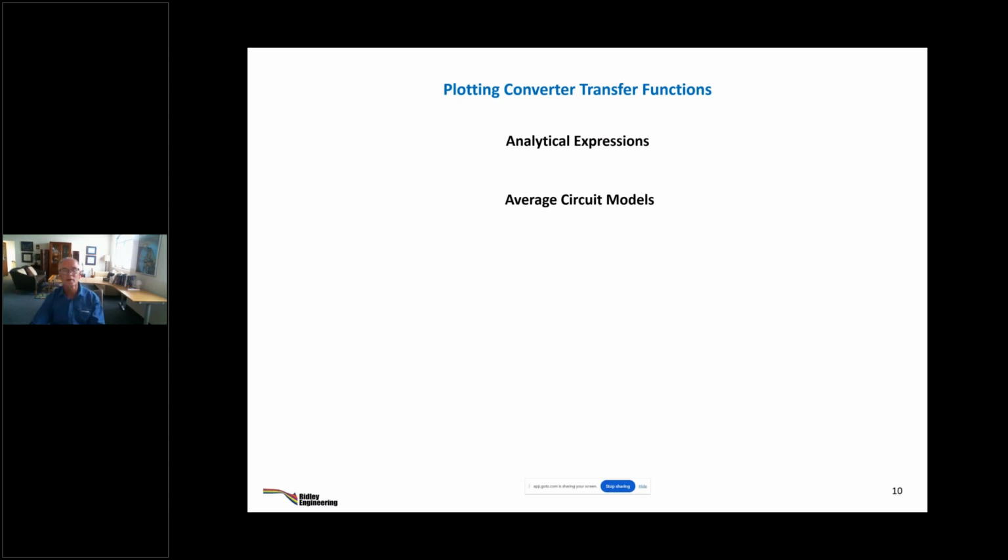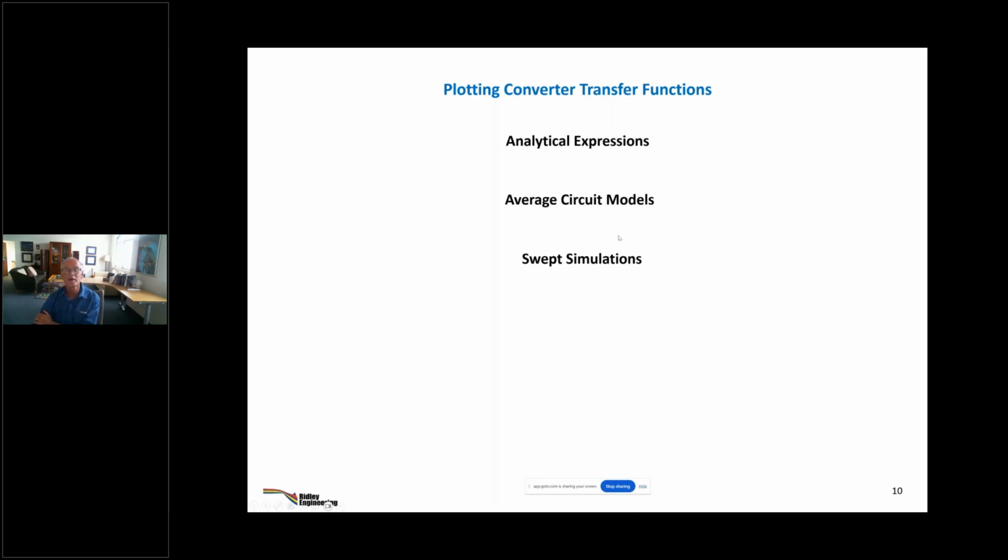And then you can do a swept simulation, which has only become really viable for most people in the last few years as LTspice has gotten faster, computers have gotten faster, and models have gotten better. So we'll talk about what that is. And then we have measurements.